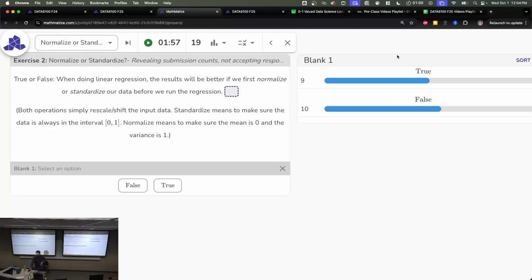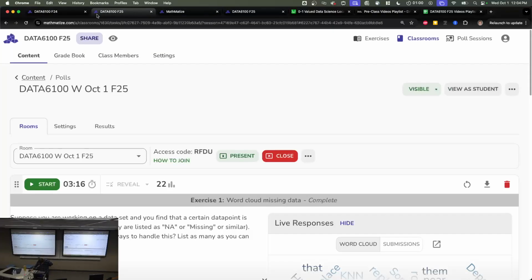Let's do a revote. This time, try to convince your neighbors that your answer is the right answer and that their answer is wrong. I guess if you agree, then find a different neighbor to gang up on. Okay, I'll revote it, and we will vote again. If it helps, think of the equation for the linear regression and how the equation would change if you standardize or normalize. Okay, let me open it up for one more minute.